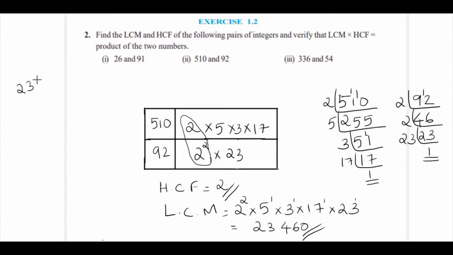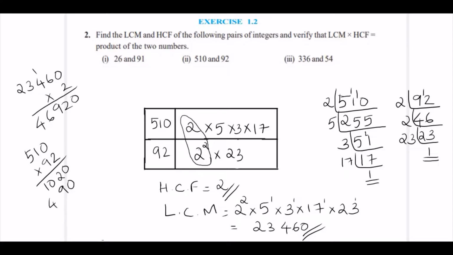Now you have to verify LCM into HCF. So HCF into LCM is 23,460 into 2, that is 46,920. When you take the product of the two numbers, 510 into 92, you get 46,920. That is, the product of the two numbers is equal to the product of LCM into HCF.